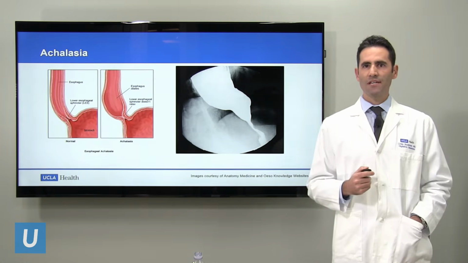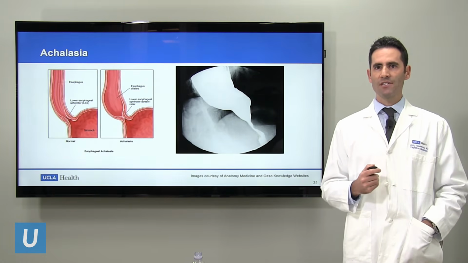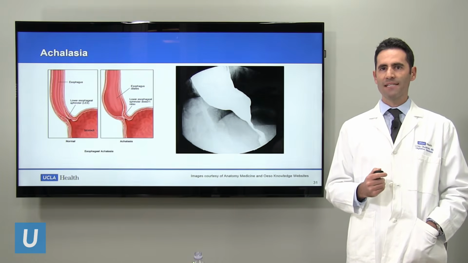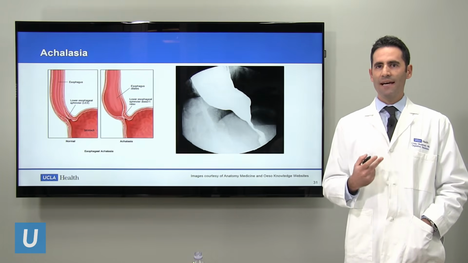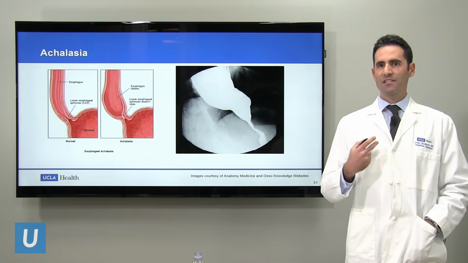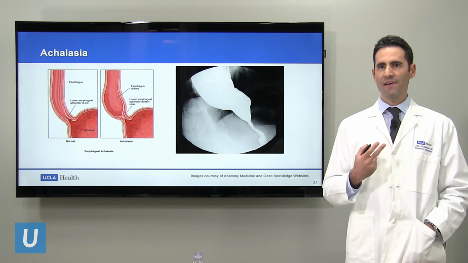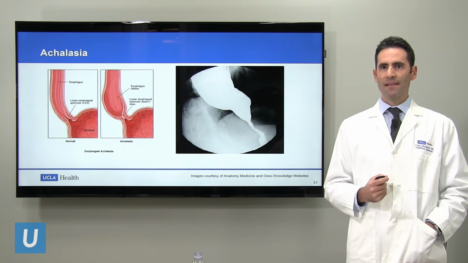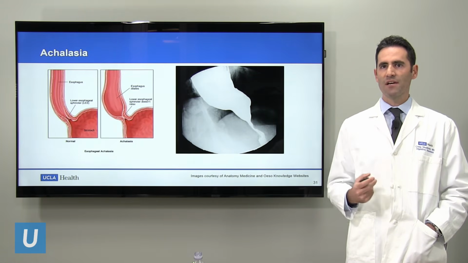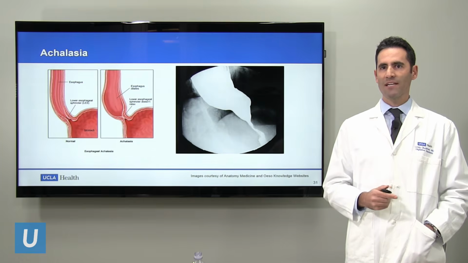So one important condition that we can diagnose using high-resolution esophageal manometry is achalasia. What achalasia is, is destruction of the nerves in the esophagus. And the patient could present with dysphagia to both solids or liquids. They may have regurgitation of foods. There might be chest pain. There might be weight loss.